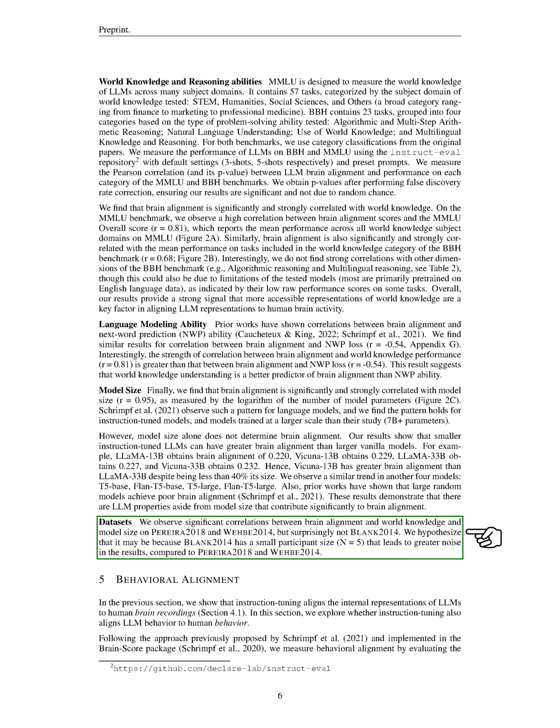We also looked at the correlation between brain alignment and world knowledge and model size on different datasets. We found significant correlations on some datasets, but not on others. We think this could be due to the small participant size in some datasets, which could lead to more noise in the results.